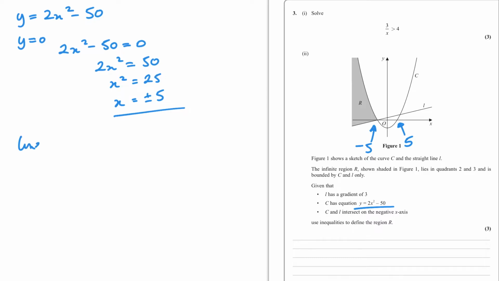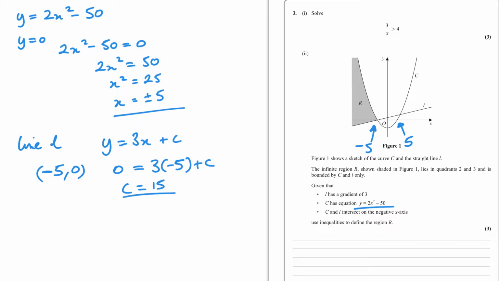Now my line L we know has a gradient of 3, but we don't know the c. But now we know that when y is 0, x is minus 5, so we know this coordinate. So I can substitute this in. 0 is 3 times minus 5 plus c. So that's going to be minus 15, so c has got to be 15. Therefore L is going to be y equals 3x plus 15. We now have the equation of that line.